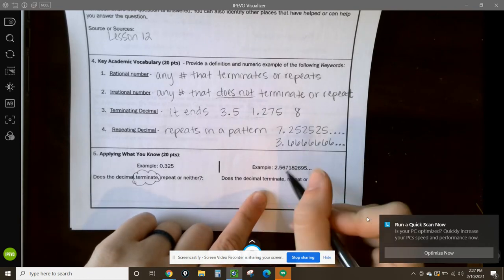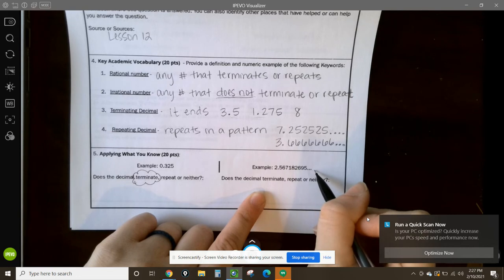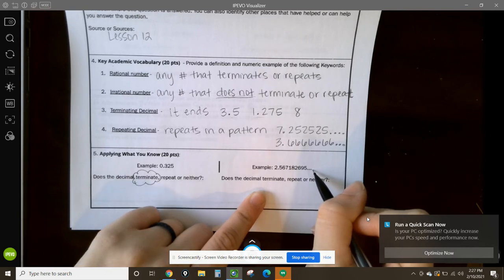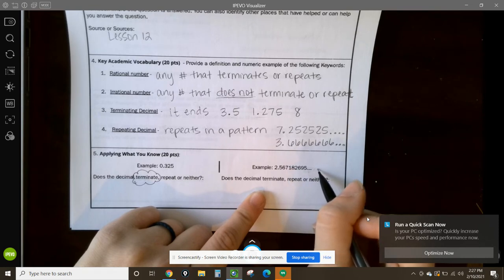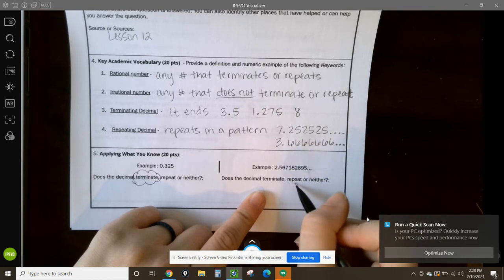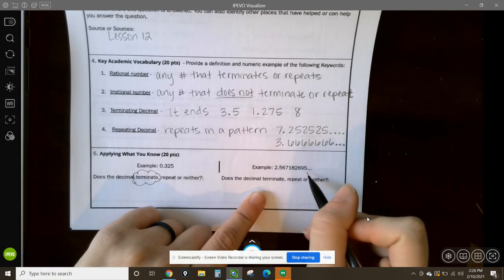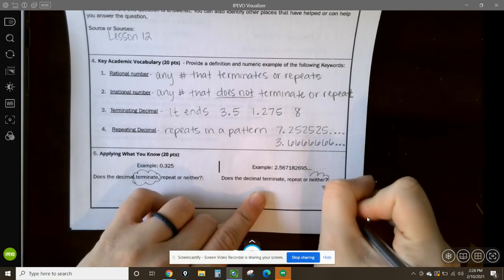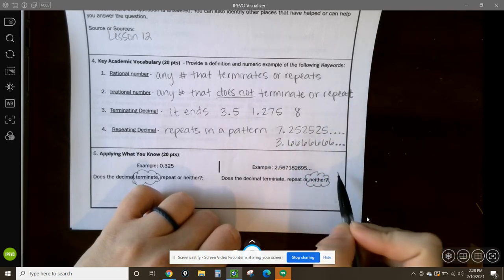The next example is 2.567182695, and it continues. So this one doesn't terminate because I see this ... meaning it's going on and on and on. I don't see a repeating pattern here. There's no pattern in here that I see. So this one must be a neither. It doesn't terminate and it doesn't repeat. It's just a bunch of random numbers in a row that don't stop.